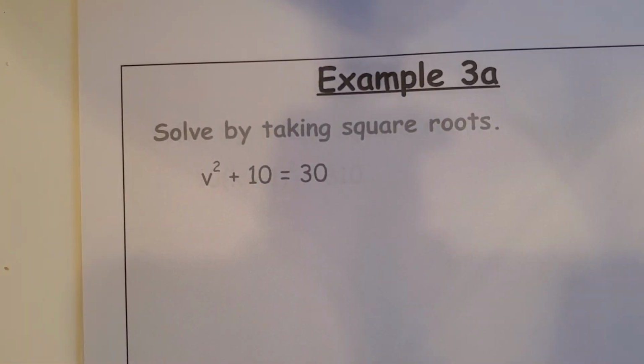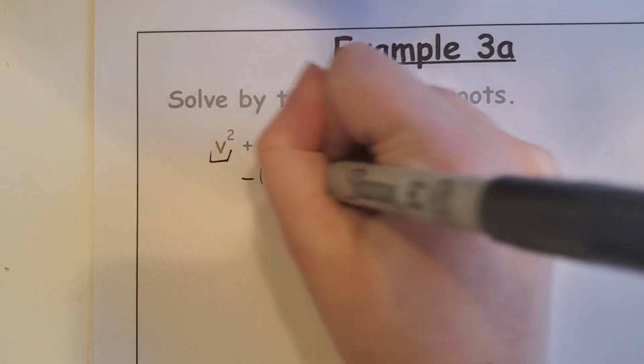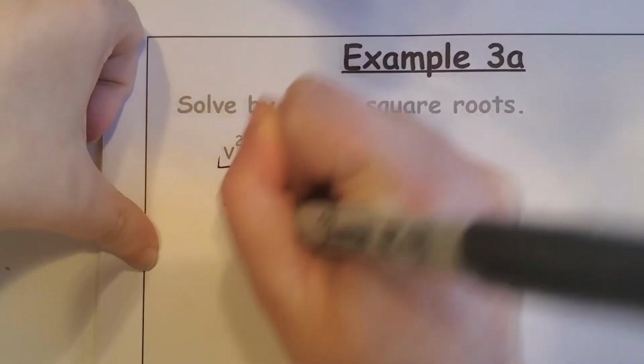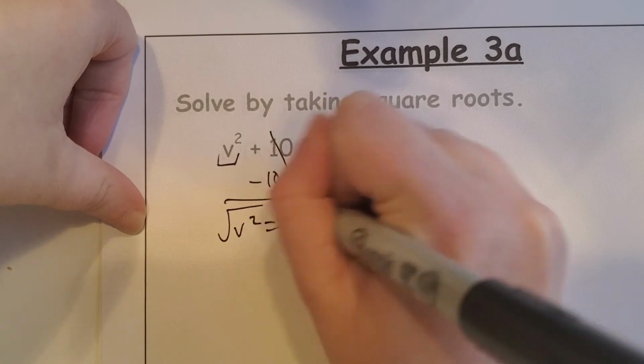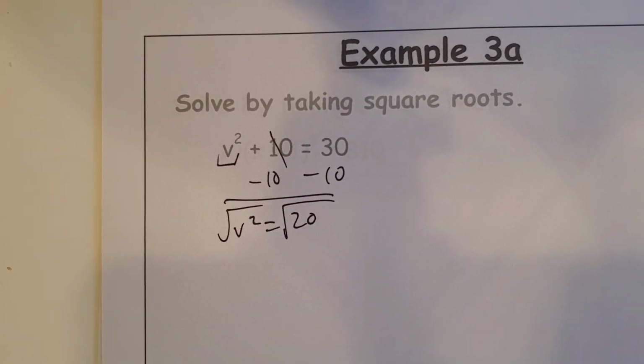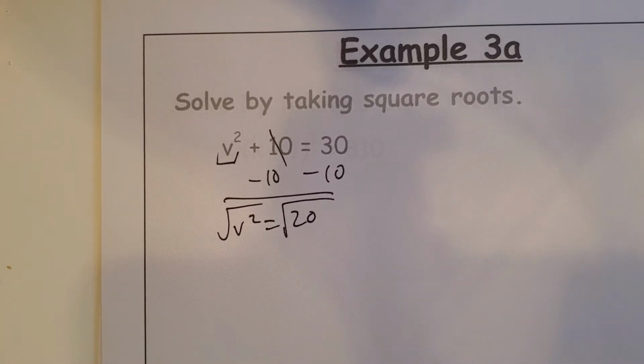So, again, we want to isolate v squared. So we're going to subtract 10. V squared is 20. And then we're going to take the square root of both sides. Now the thing is, 20 is not a perfect square. All right? I am going to make a note of this on your check. I don't want to see any decimals as part of your final answer.